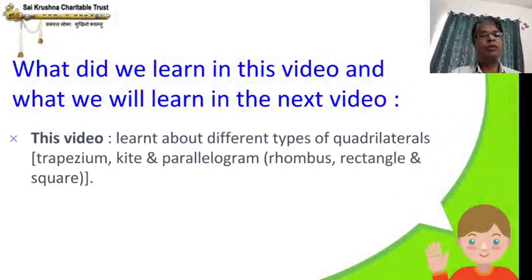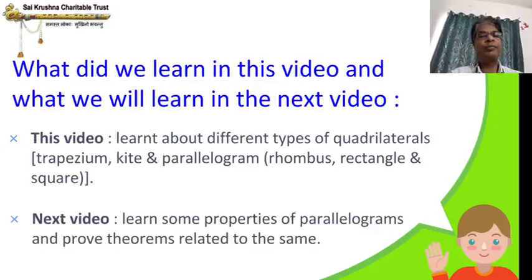In this video, we have learnt about different types of quadrilaterals, that is trapezium, kite and parallelogram, and further different types of parallelogram, that is rhombus, rectangle and square. But as we said, I have not written them as different types of parallelogram only, because rhombus, rectangle and square are also different types of quadrilaterals. Learning some properties of parallelograms and proving theorems related to them is going to be the next video, or not only the next video, the next few videos. We are going to learn property after property, the different properties we have already seen in the flow chart. Whatever is written in green: diagonal one property, angle one property, sides one property.